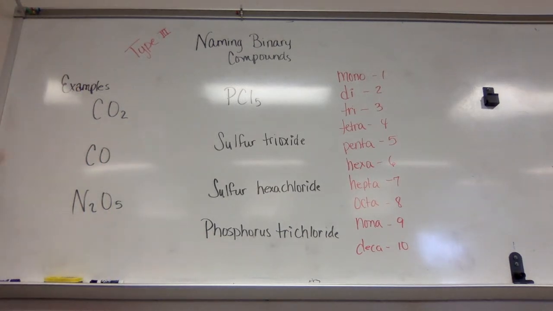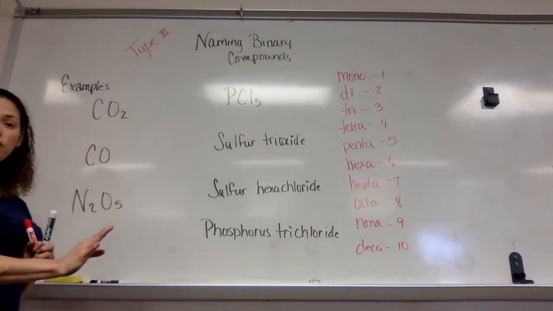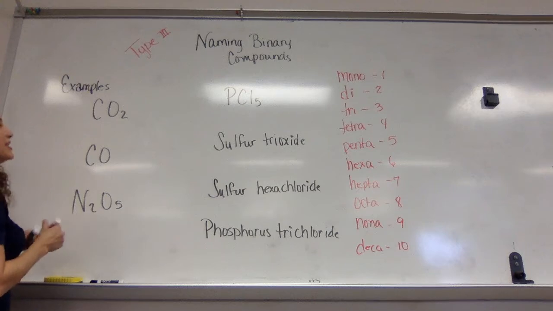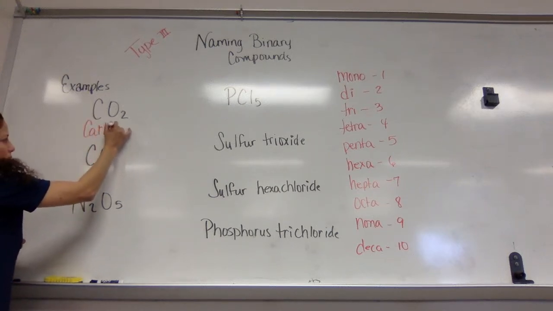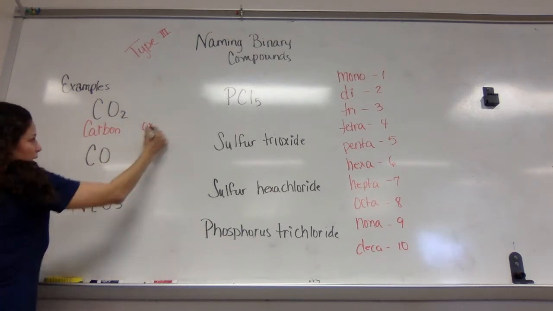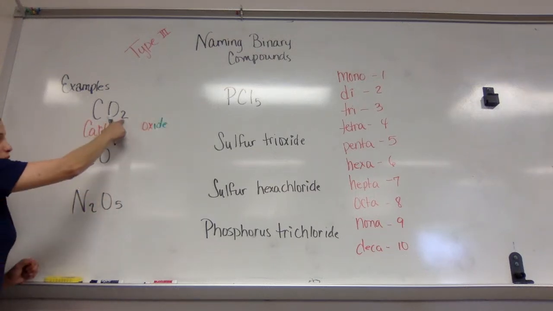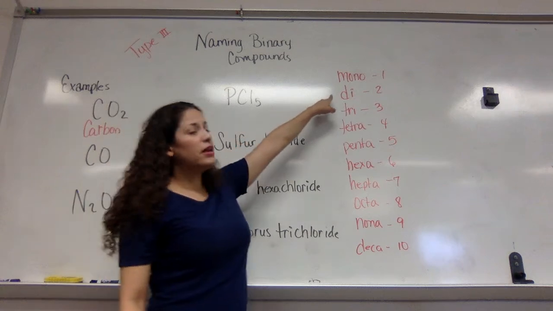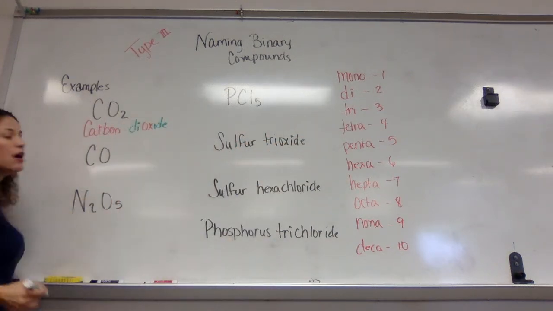When I look at this one, I went ahead with something pretty easy that you guys know: CO2, which is carbon dioxide. I noticed that I only have one carbon, but like I said, you don't put mono to begin with. So his name is carbon. For oxygen, we keep the root and drop the ending and add IDE. The only difference here is that I'm going to use this 2, and the prefix for 2 is di. So his name is carbon dioxide.